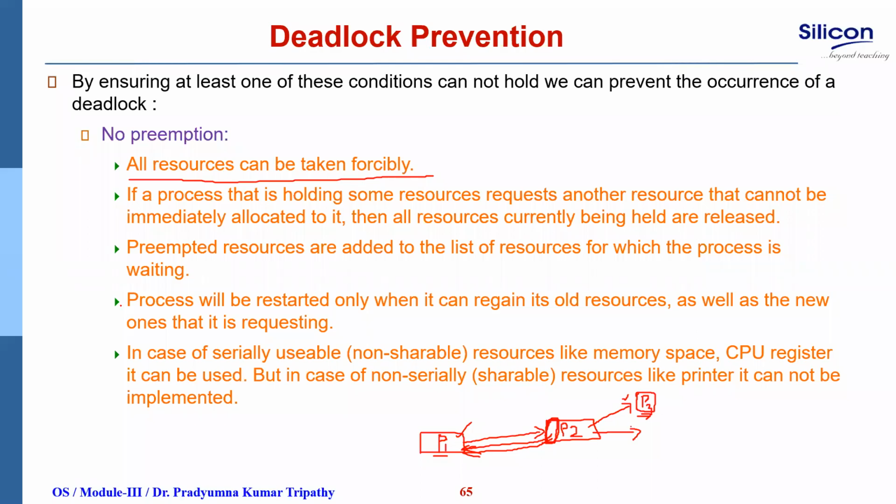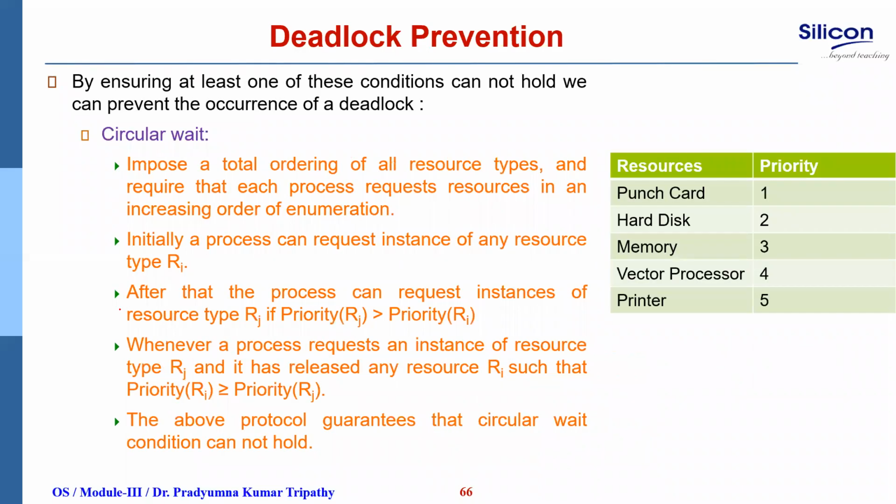Correct? So we have read how to prevent deadlock by using mutual exclusion, how to prevent deadlock by hold and wait, and how to prevent it from no preemption. So what is left now? We are left with circular wait. So how to prevent the circular wait?